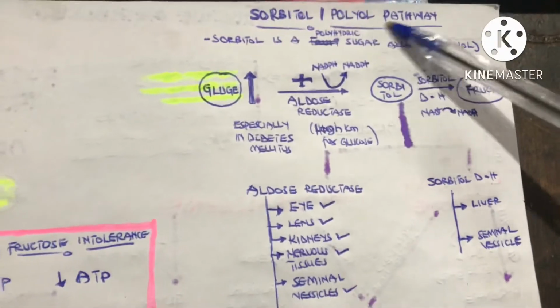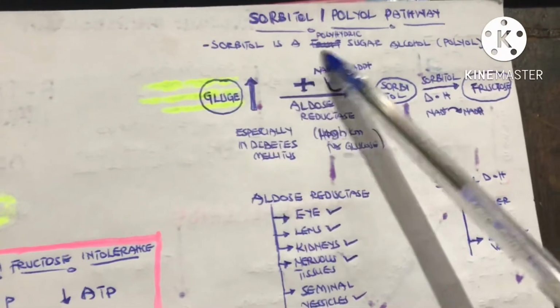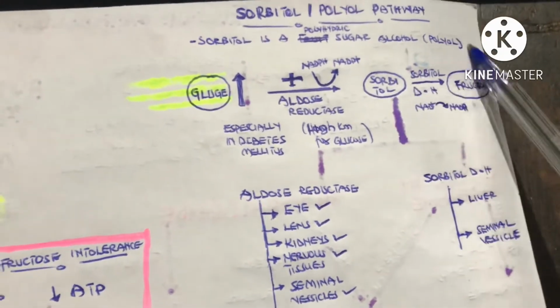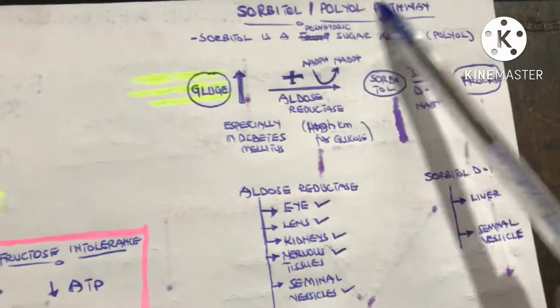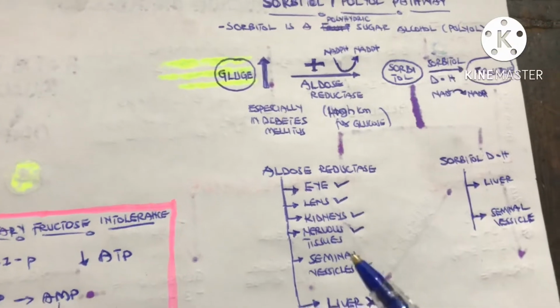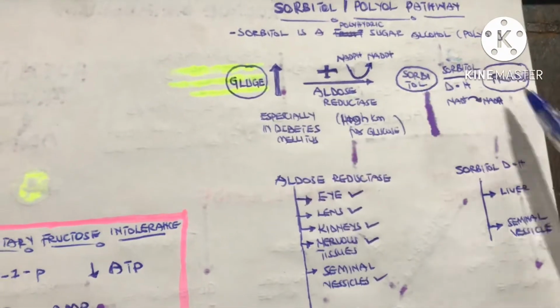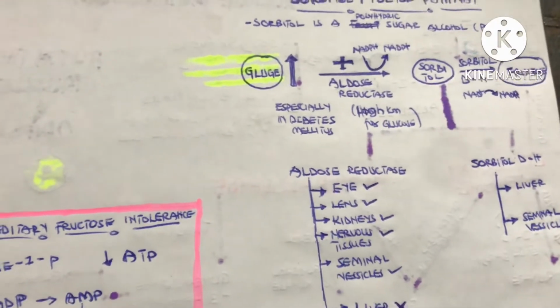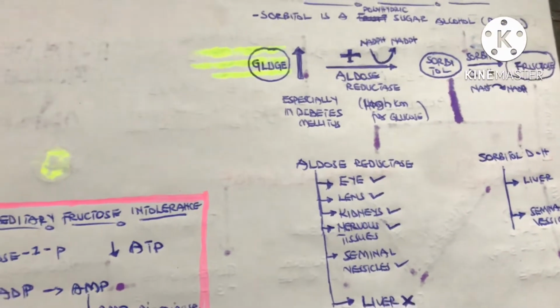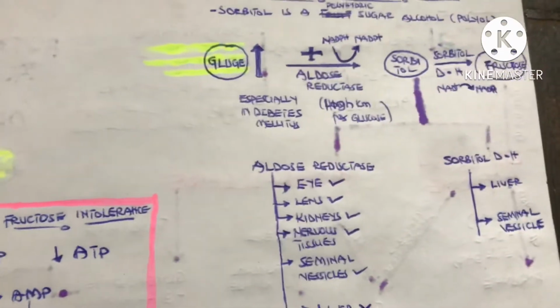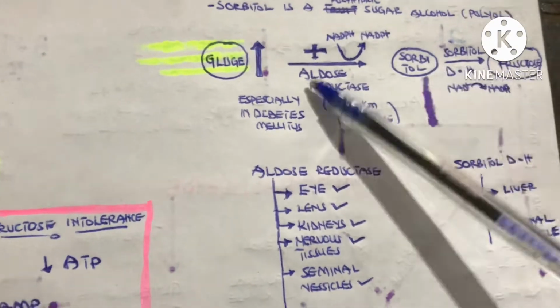So guys, let's look at the sorbitol or the polyol pathway. This sorbitol is a polyhydric sugar alcohol. We can also call it polyol. That's why this pathway is also called the polyol pathway. And this sorbitol pathway is a way glucose converts itself to fructose when glucose is in excess. For example, in diabetes mellitus, we have excess glucose in the blood, and some of this glucose will try to convert itself to fructose, and sorbitol is the intermediate in this pathway.